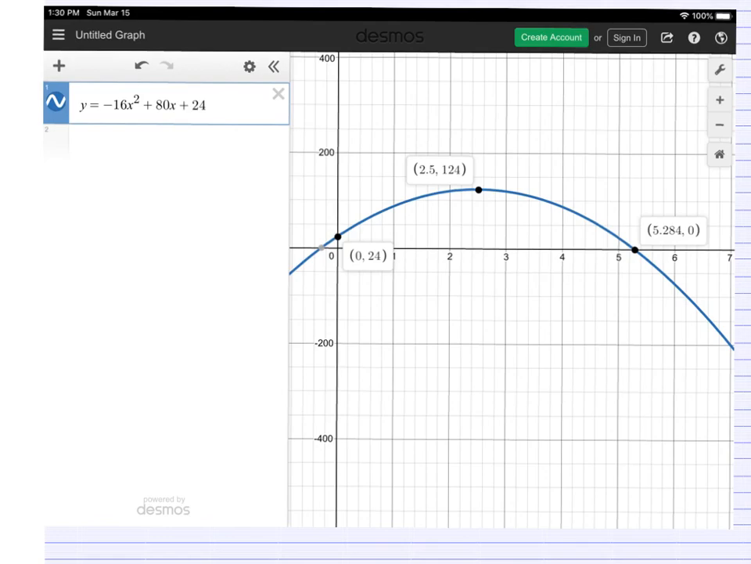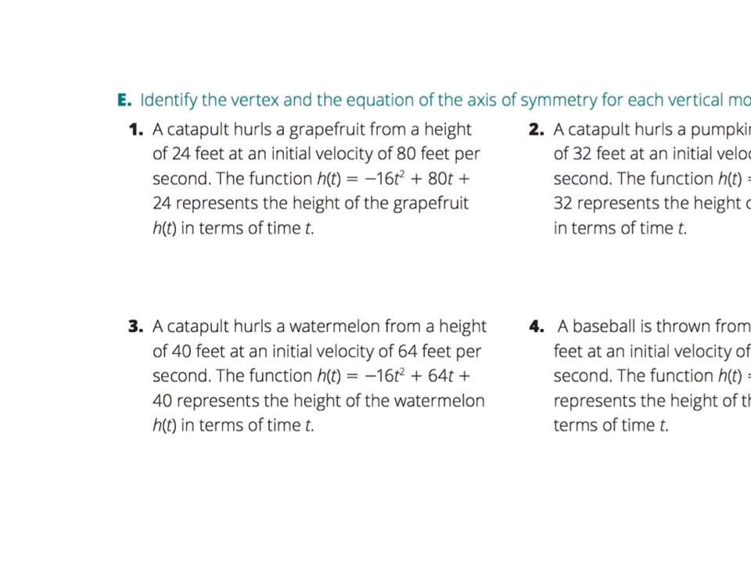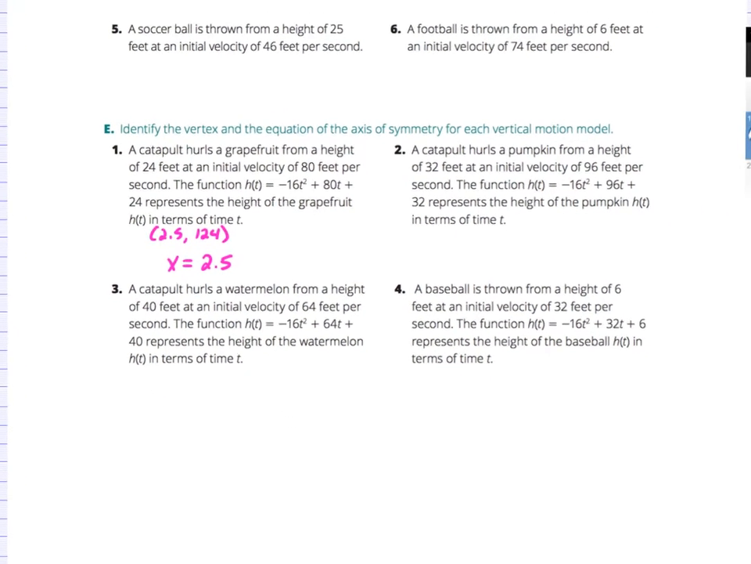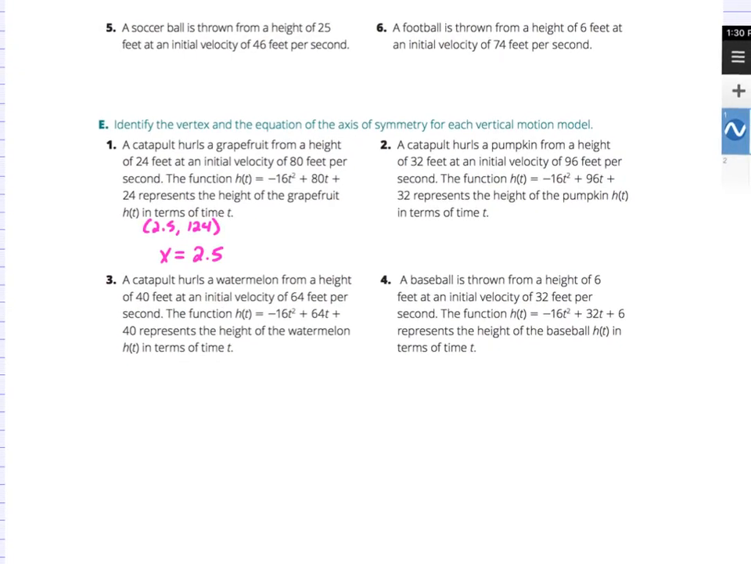So I'm going to go back and write that down. Vertex is (2.5, 124). And now I need my axis of symmetry equation, and you have to write x equals. If you don't write x equals, it's going to be wrong. So x equals, and it's always whatever number this is right here, and my x value is 2.5. So my equation for the axis of symmetry is x = 2.5. And that's how you do this final section. All right, good luck on your homework, guys.